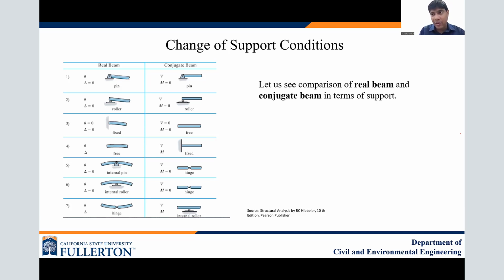External pin and external roller keep as it is. Fixed becomes free, free becomes fixed. And the last condition, which is condition 7, if you have internal hinge, other way around, within your original or real beam, if you are having hinge internally, that means we are having some slope, we are having some vertical deflection. So just make it internal roller. So we know internal roller holds moment and internal roller has the reaction, which is the shear. So being said that, we have to remember this change of support condition whenever we are solving any problem for conjugate beam method. This is very, very important table.